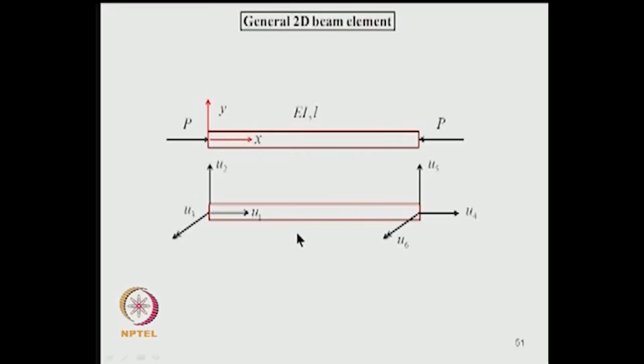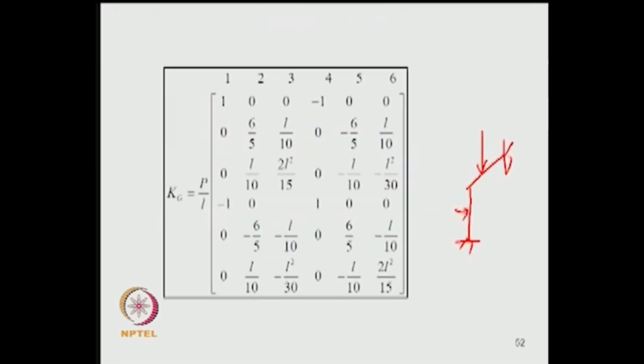Now, we will consider a general 2D beam element, which is a beam element carrying an axial load. This is a 2 noded beam element with 3 degrees of freedom at each node. U1 and U4 are the axial degrees of freedom, and U2, U3, U5, U6 are the flexural degrees of freedom. Following the procedure that we have developed, it can be shown that the geometric stiffness matrix for this type of element is given by this matrix. I leave this as an exercise.